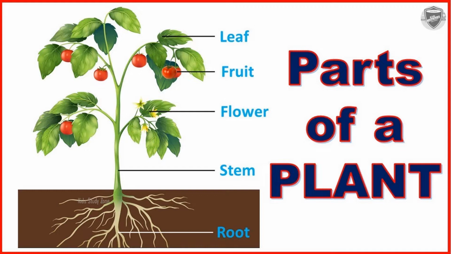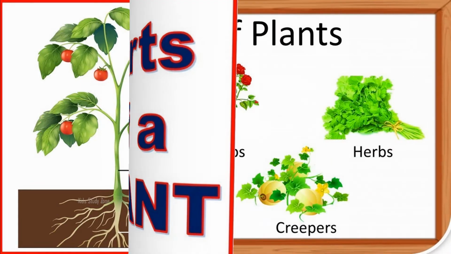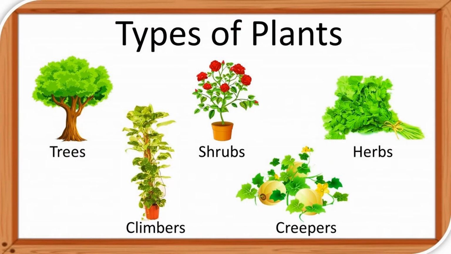Children, this is what we learned last time. That is parts of a plant: root, stem, leaves, flowers and fruit. Here we have types of plants: trees, shrubs, herbs, climbers, creepers. Now these two things we have already learned in the last part.